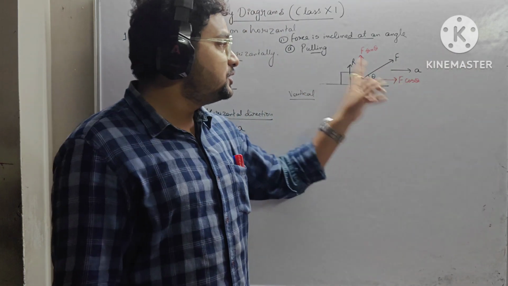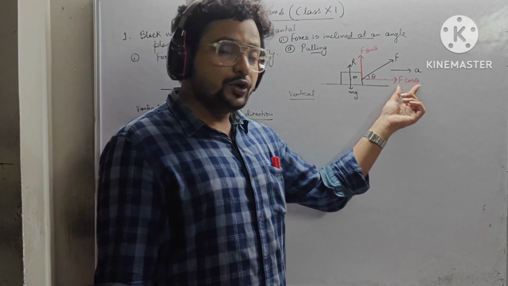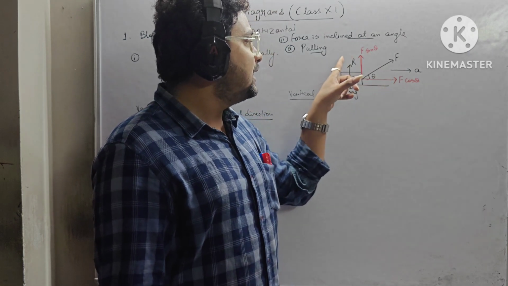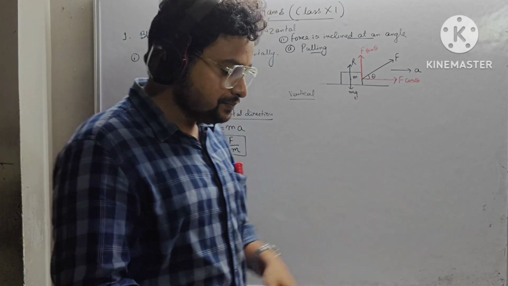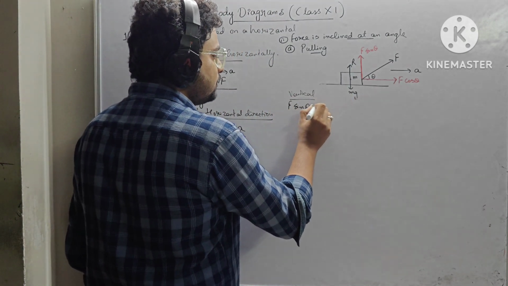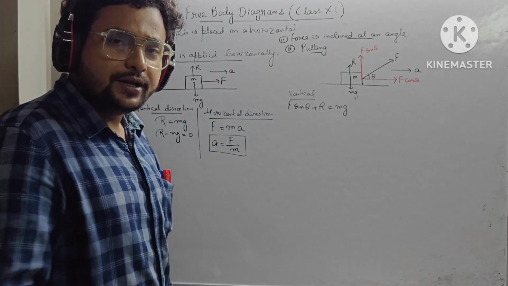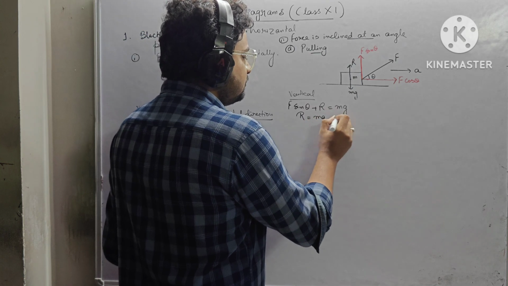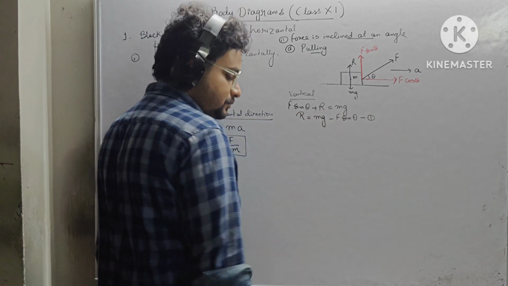Both these components have different roles. You have to understand this one. F cos theta is producing an acceleration on this side, and F sin theta along with R, these two are balancing the weight mg of the body. So we can write F sin theta plus R equals mg. From here we can write R equals mg minus F sin theta. This is your equation 1.